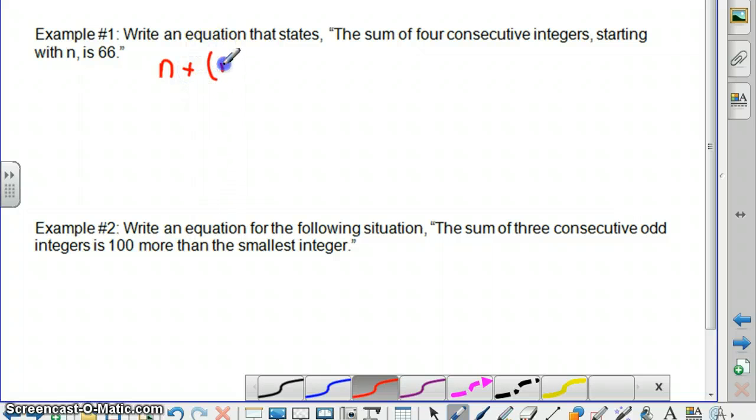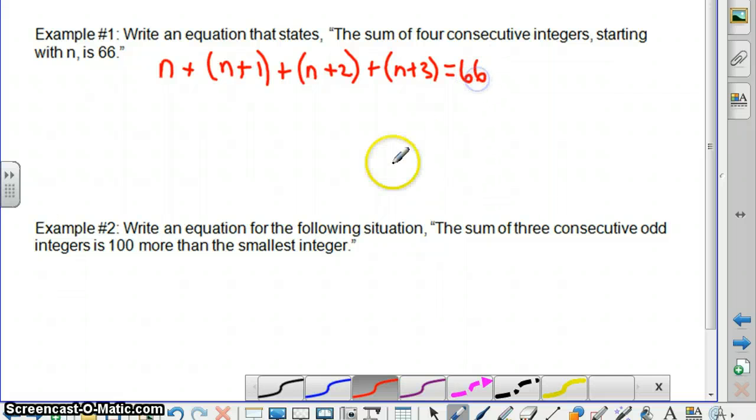And I'm going to put parentheses around this for emphasis, to show that's our next integer, the n with the 1. Then our next integer after that would be n plus 2. And it says 4 of them, so I need one more, n plus 3. And it's the sum, so that's why I'm adding these together. And it says the sum is 66. So here's our sum, 66. And that's all we're going to do with this. Eventually we're going to be learning how to solve equations like this. But this is what we're going to do with it for now.